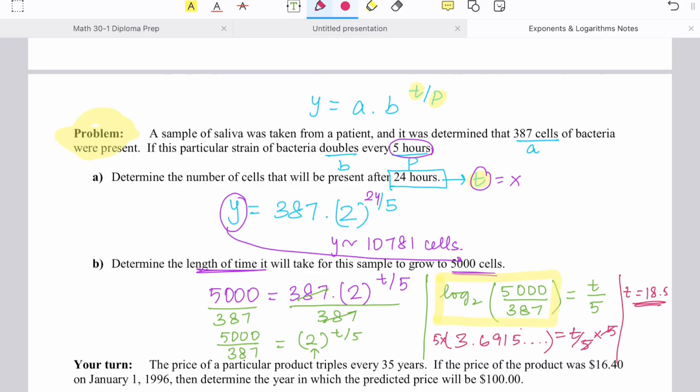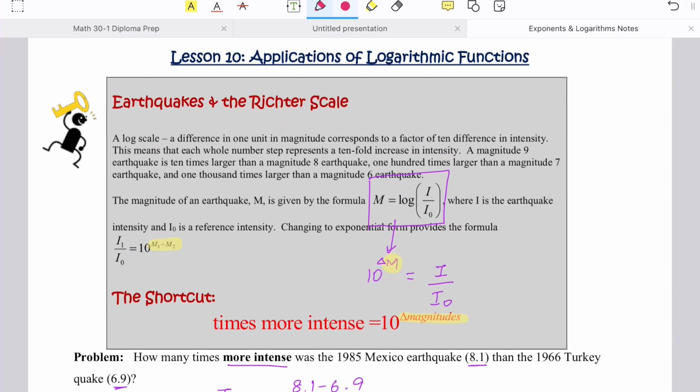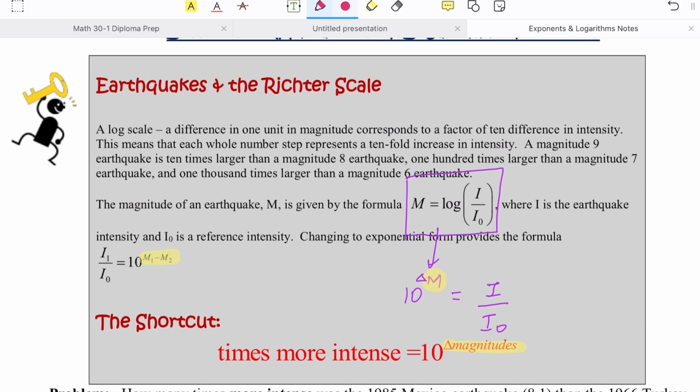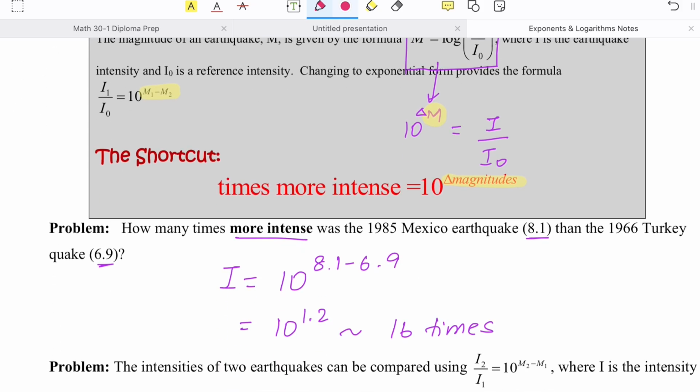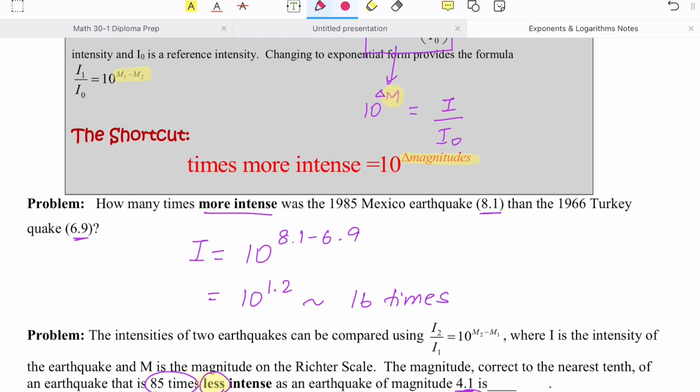We did not do any other questions in lesson 9. For lesson 10, the main idea was using this formula. M is equal to log I over I naught. And if you need to figure out how many times more intense an earthquake was, you can just do 10 to the power of the difference in the magnitude. So in the first question, the difference is going to be 8.1 minus 6.9, and we can use this formula to figure out the intensity.